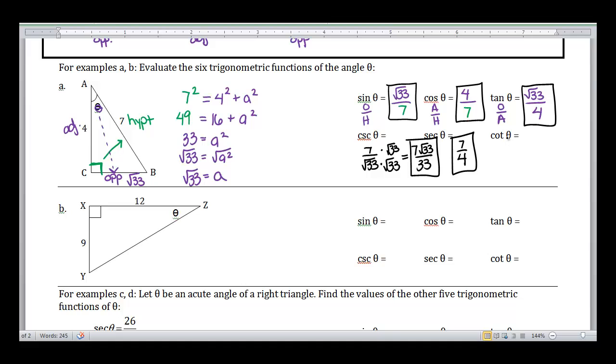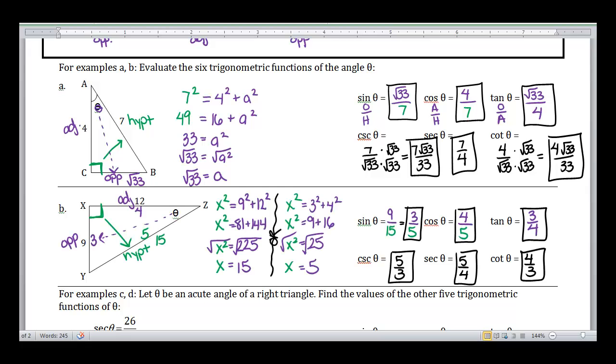But cotangent, the reciprocal of root 33 over 4, is 4 over root 33. So again, I have to rationalize my denominator, giving me 4 root 33 over 33. Again, if any of these fractions ever simplify, you need to do that. Please now pause the video and do example B.